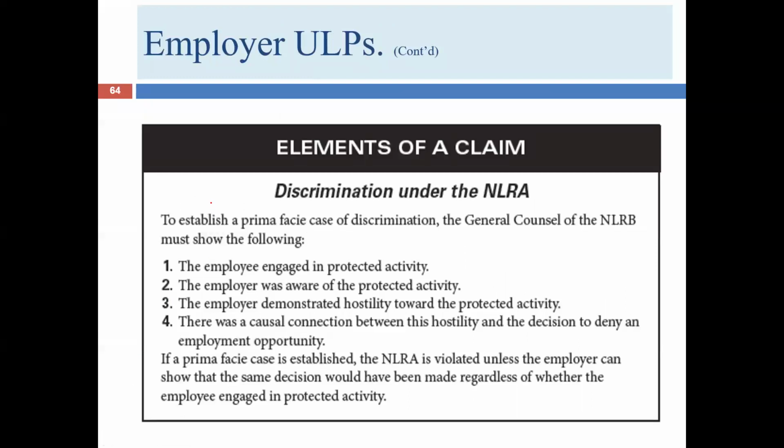So here is just a description of what the elements are for discrimination under the NLRA. The employee had to engage in protected activity. The employer has to be aware of it. You can't discriminate against something you're not aware of. The employer has to demonstrate hostility toward that activity, and there has to be some connection between the hostility and whatever the negative outcome is.